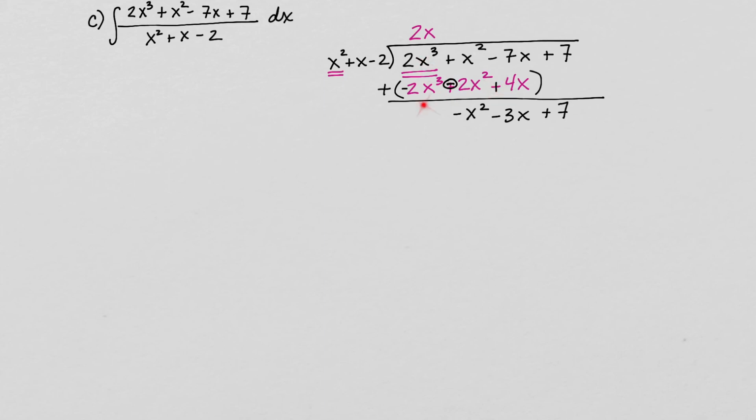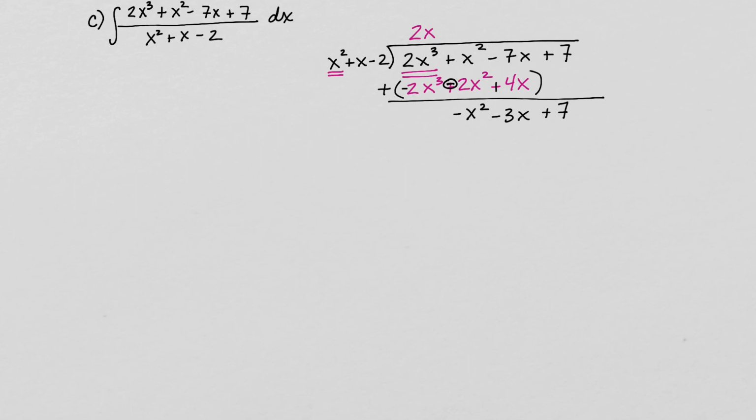And then these parts here go away because I have 2x cubed minus 2x cubed. Now I have x squared minus 2x squared, so I get minus x squared. I have minus 7x plus 4x, so I get minus 3x. And then I brought the 7 down. Does that make sense? So we pretty much distribute whatever the first component needs into the divisor, and that's what we're subtracting off.